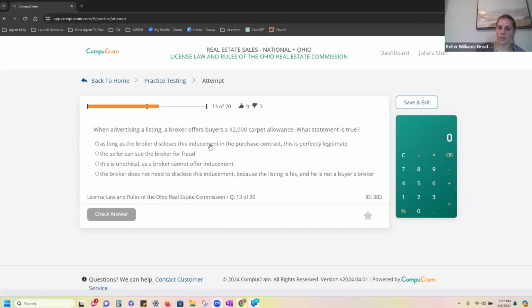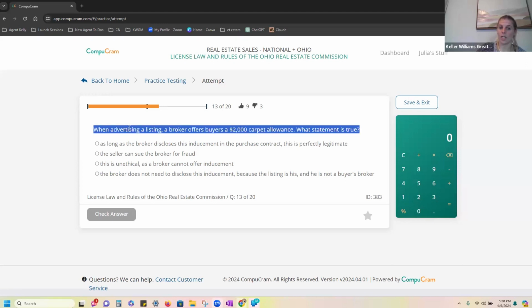What statement is true? A, as long as the broker discloses the inducement in the purchase contract, this is perfectly legitimate. B, the seller can sue the broker for fraud. C, this is unethical as the broker cannot offer inducement. Or D, the broker does not need to disclose the inducement because the listing is his and he is not a buyer's broker. So when advertising a listing, a broker offers buyers a $2,000 carpet allowance, which is true?